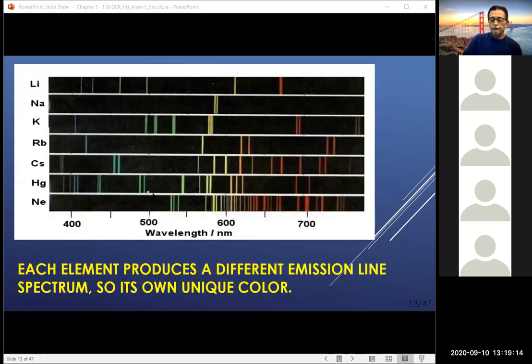Now, if we look at this diagram here, which shows elements like lithium, sodium, potassium, rubidium, cesium, mercury, and neon, they all have their own spectrum, fingerprint. That's how we can identify who's what.